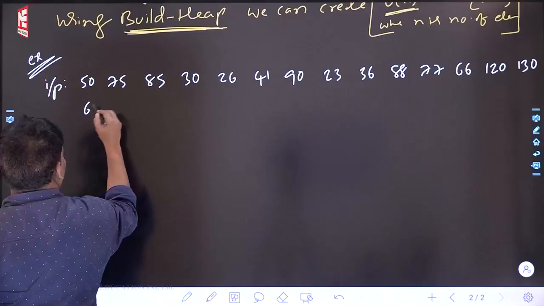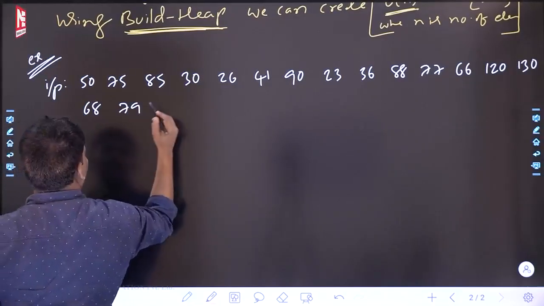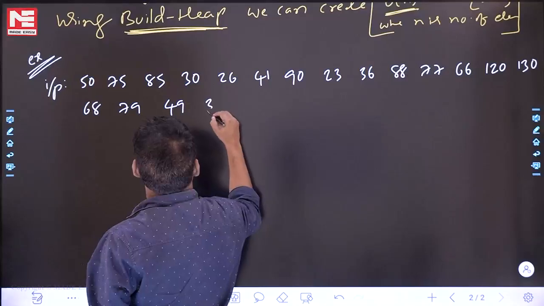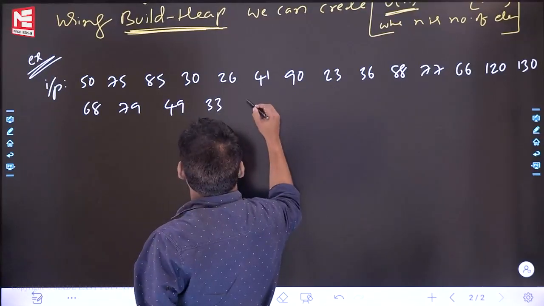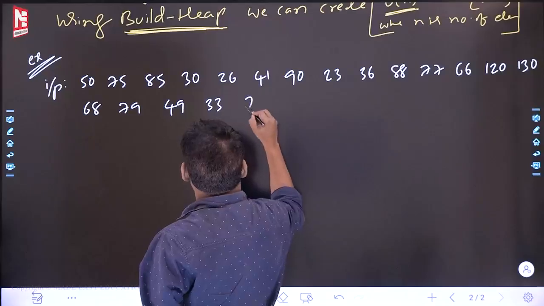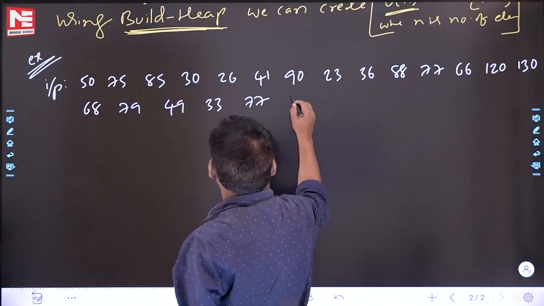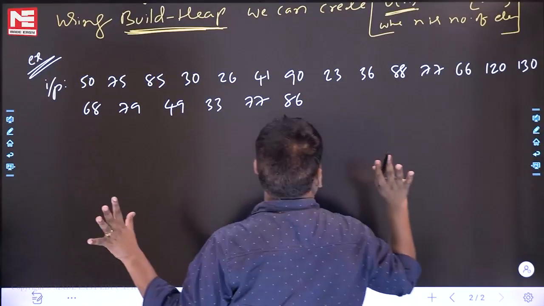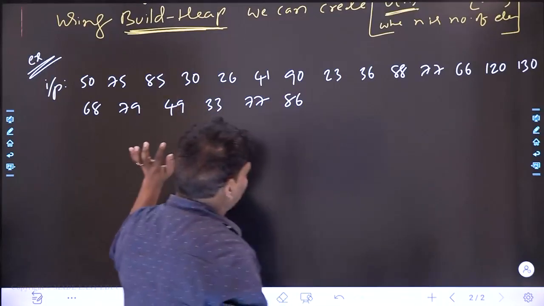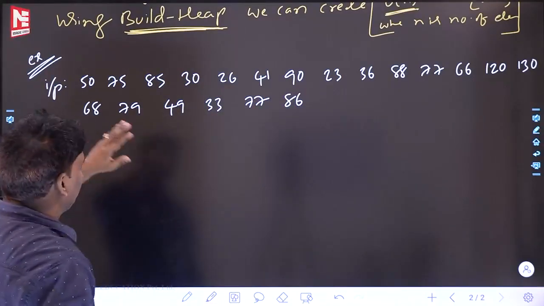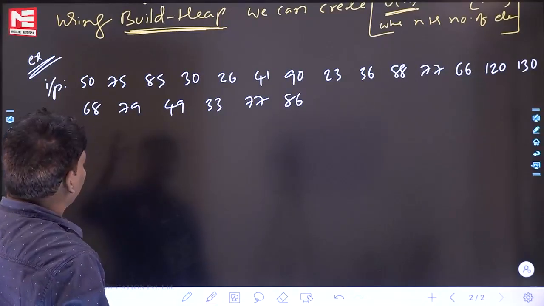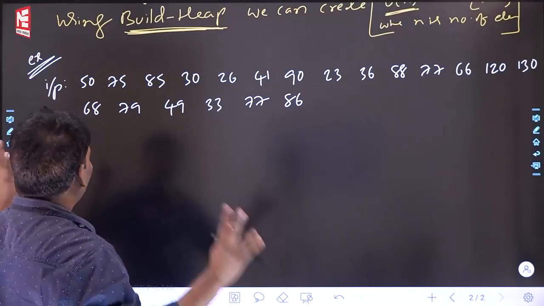Next one is going to be 68, 79, 49, 33, next one is going to be 77, 86, some numbers. Don't worry. So I think 15 plus 3, 18, 18 plus 3, 21. 21 elements are there. How to create max heap tree using build heap, I will explain. I will do one example for your practice purpose. One more example also I will do. 2 examples I will do.